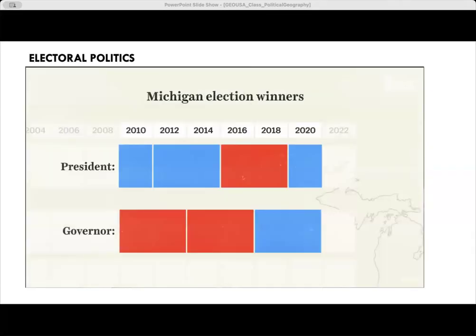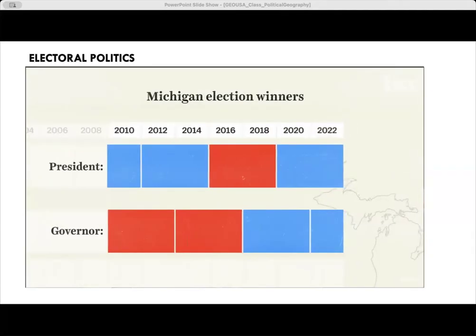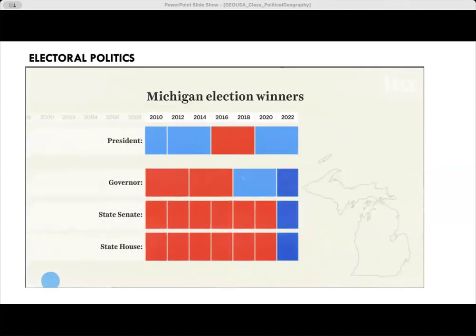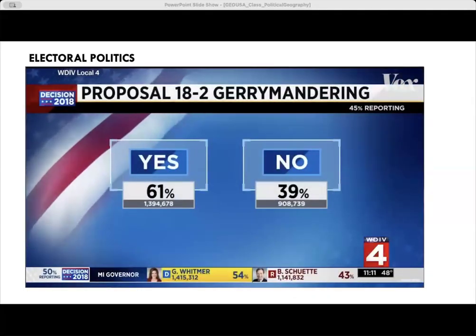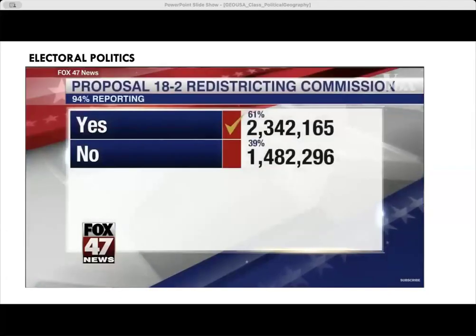Okay, we finally made it to 2022. Democrats win it all. Okay, except, sorry, one more thing. Proposal 2, the anti-gerrymandering proposal. The state overwhelmingly passed Proposal 2.